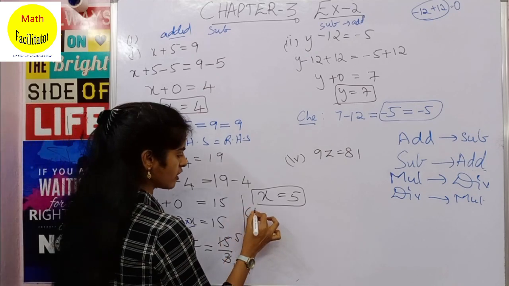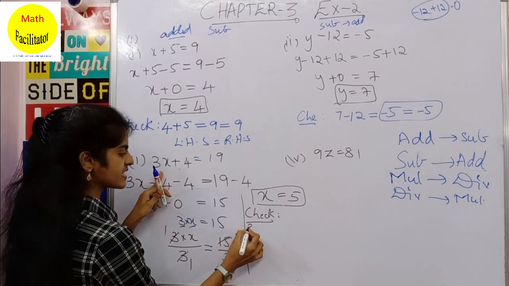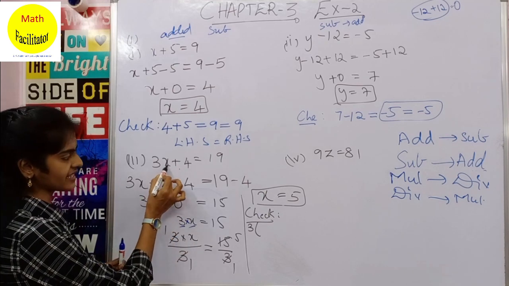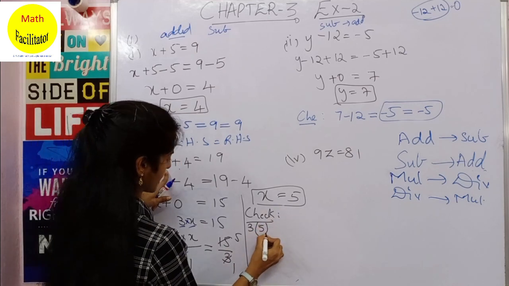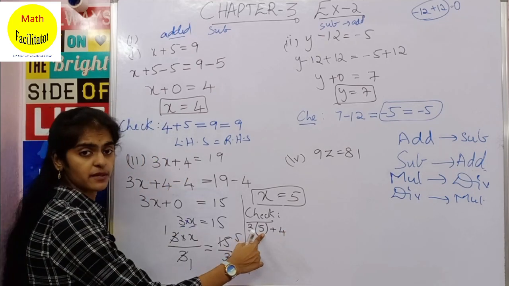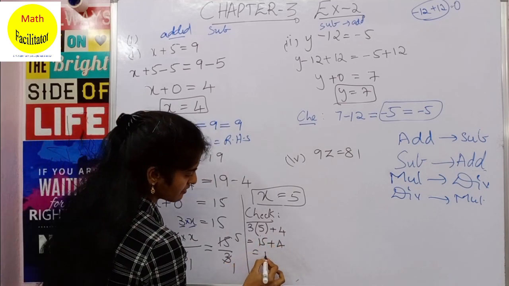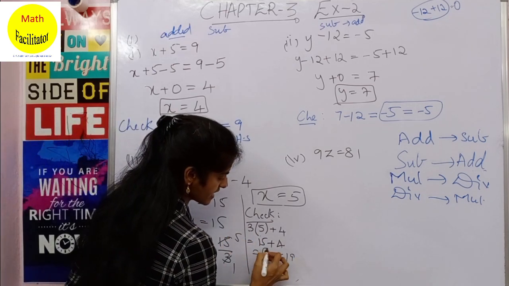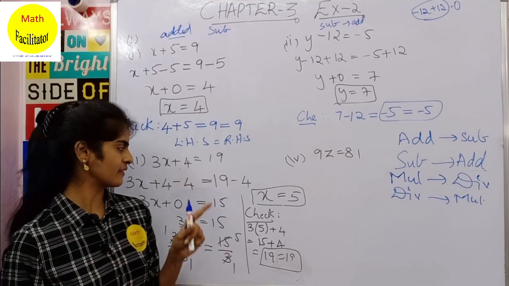Okay, so let us check now. To check, what will you do? You will substitute this 5 in this equation. This is 3 into x, that means 3 multiplied by x. You have nothing here, which means multiplication. So 3 multiplied by x is what? x is 5, and you have plus 4. So 3 multiplied by 5, 3 fives are 15, plus 4 is 19. Our RHS is also 19. So you got LHS equal to RHS. Clear? Which means x equal to 5 is the correct solution of this equation.